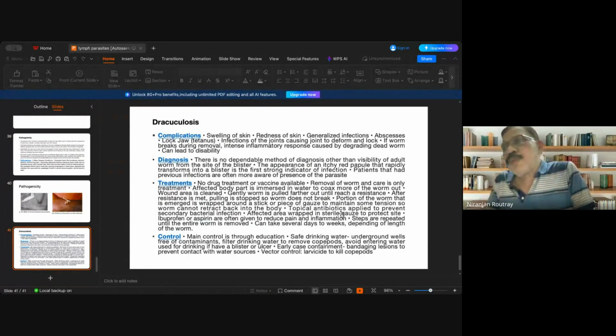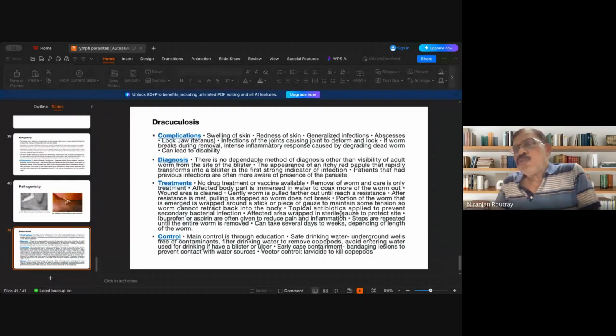Blister formation ପୂର୍ବରୁ ଟିକେ କୁଣ୍ଡେଇ ହବ, redness ଆସିବ. It is the first strong indicator of infection. Then patients that had previous infection are often more aware of presence of the parasite. Kichi treatment by vaccine nahi. Simply removal of worm and care is the only treatment.